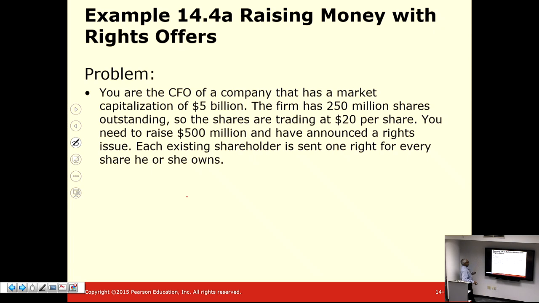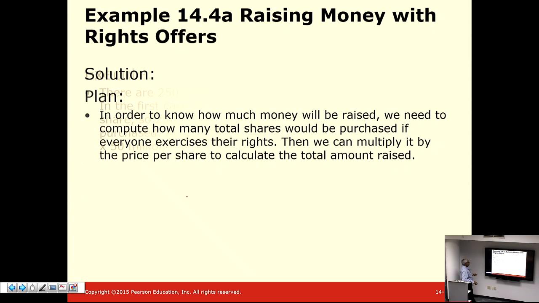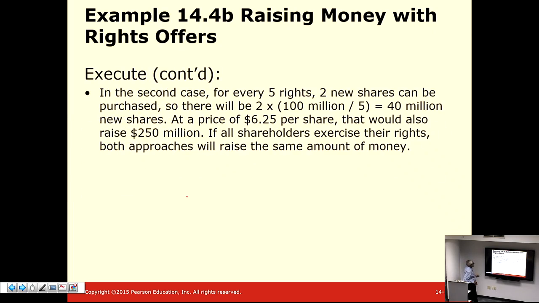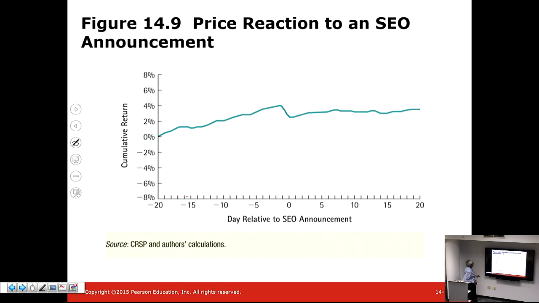So you can work on a similar problem like this, work it out on your own. And another problem that is very similar.